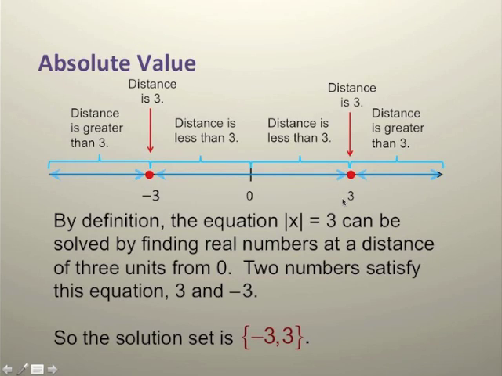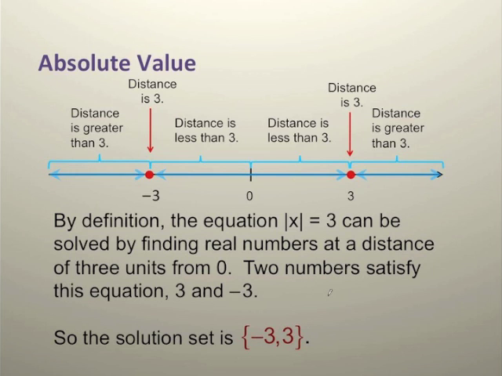Now we're also going to look at absolute value. Remember, the definition of an absolute value equation: the absolute value of x equals 3 is solved by finding real numbers at a distance of 3 units from 0. So here's 0. 3 is 3 units from 0, and so is negative 3. So this solution set is the set negative 3 and 3.